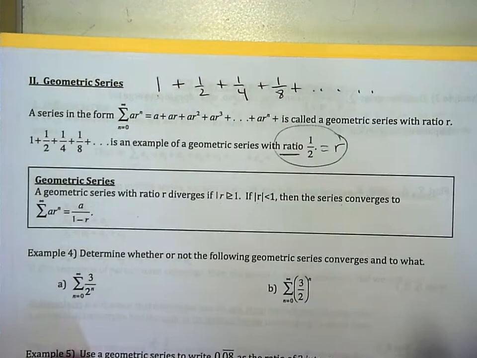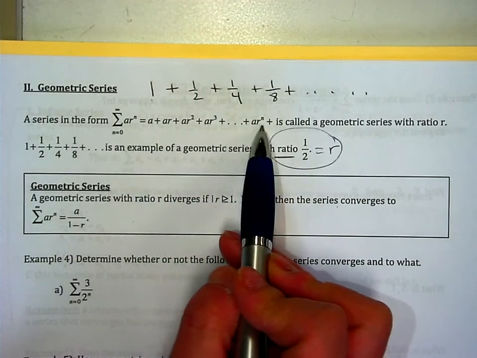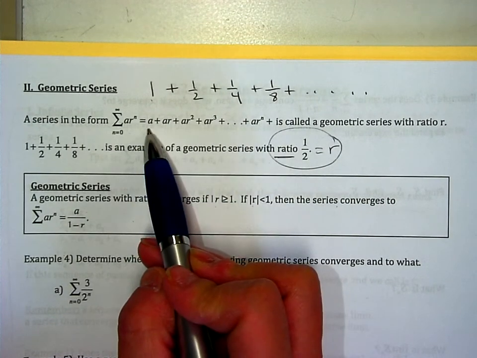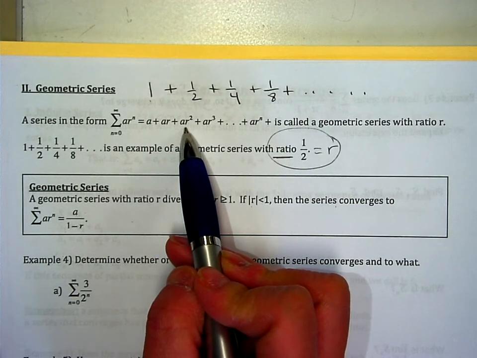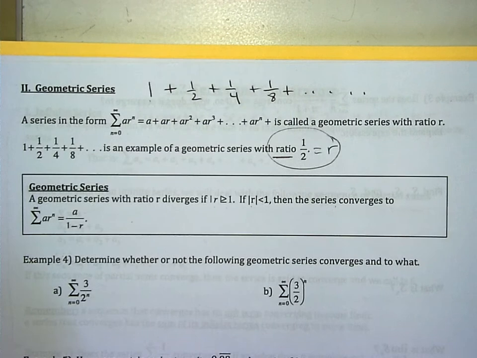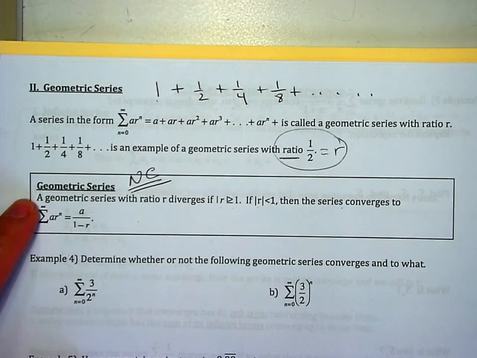Also notice how we write out the terms for a geometric series. Your first term would be A, your next term would be A times R. The next one is the previous term times R again, which is A R squared, etc., till the pattern continues. Please make a note card on this, which is called geometric series.